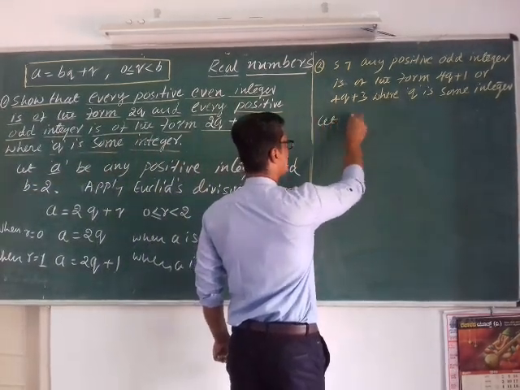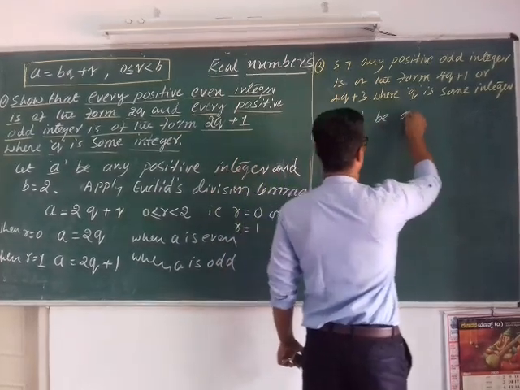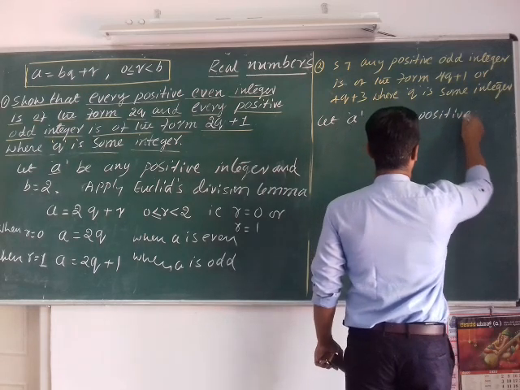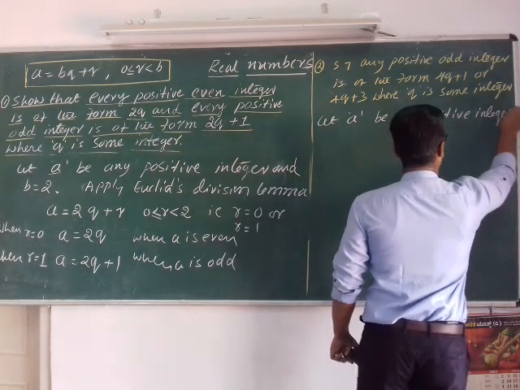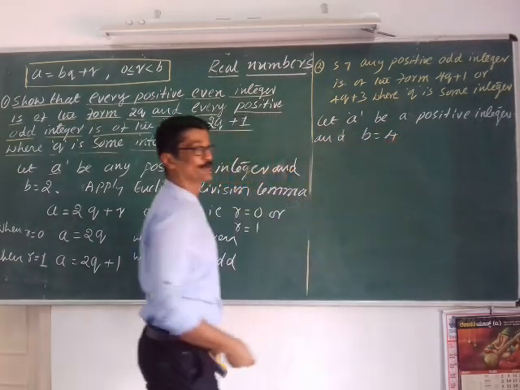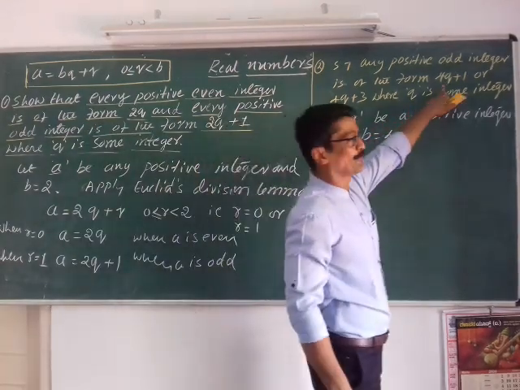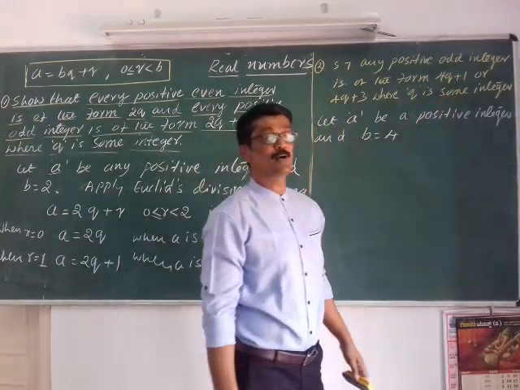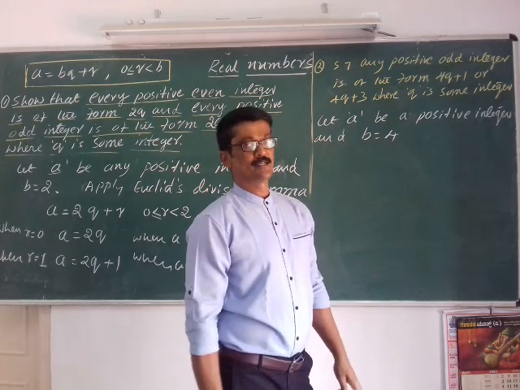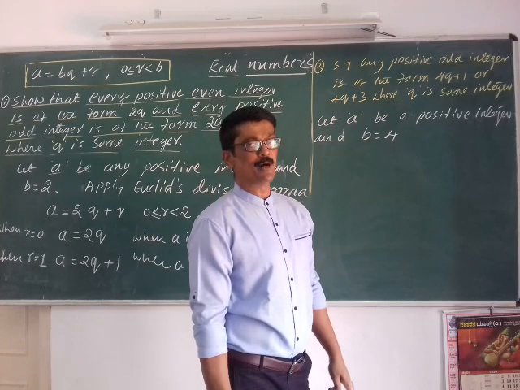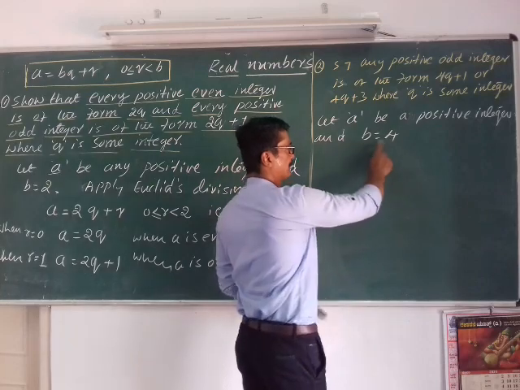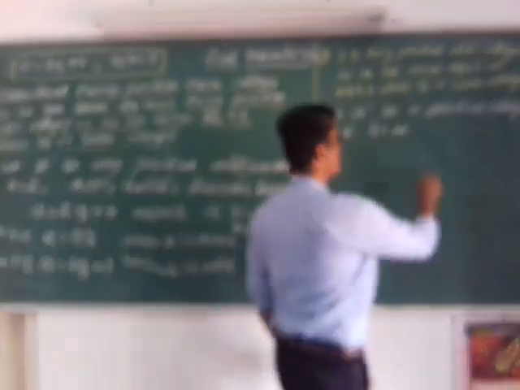Once again, let a be a positive integer and here b is equal to 4. See, you can make out from the problem itself, because you are asked to express in the form of 4q plus 1 or 4q plus 3. That is, an odd integer can be written in the form of 4q plus 1 or 4q plus 3. For that sake, I have taken divisor as 4.